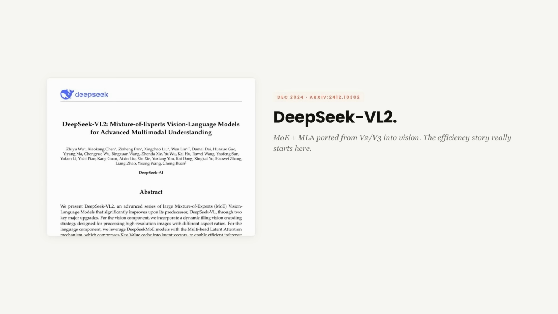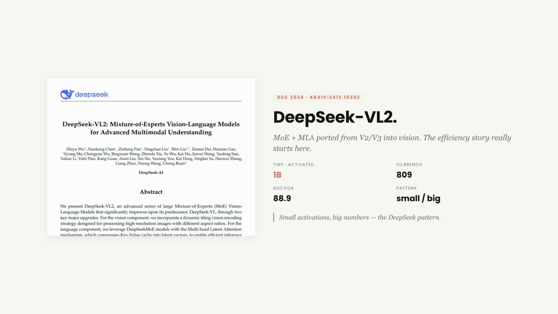In December 2024, they released a second version of their vision language model. This is where the efficiency story really starts, as with the other DeepSeek models. They ported mixture of experts and multi-head latent attention from V2 and V3 into vision. A tiny version had only 1 billion activated parameters, but it was scoring 809 on OCRBench and 88.9 on DocVQA. These were small activations with really big numbers. And that's kind of the pattern of DeepSeek released models.